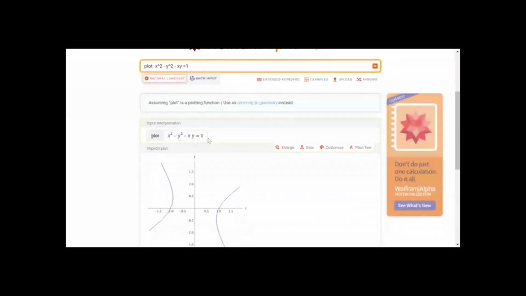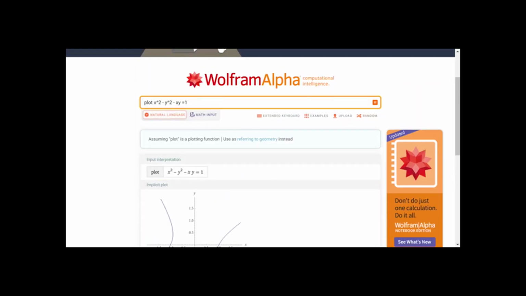Okay, let's try something like x squared minus y squared minus xy is equal to 1. Okay, see this? How it looks? So I can put any equation and it will find me those xy's for which this is equal to 1, and I get different shapes. I can just put plot of x times y is equal to 1.